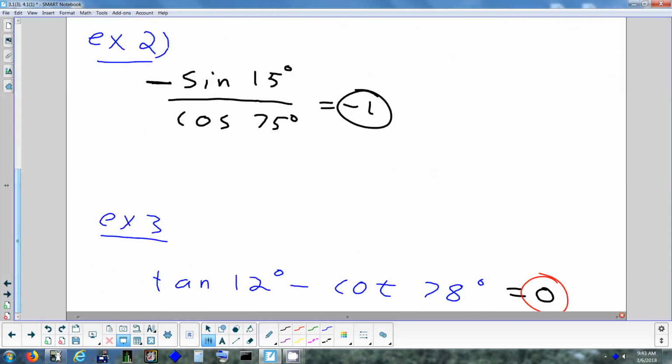So what is the tangent of 12? I have no idea. What is the cotangent of 78? No idea. But I know that the tangent of 12 is the same as the cotangent of 78, whatever it is. So if I subtract two things that are equal, I get 0. Does that idea make sense? It just turns to 0 because you're subtracting two things that are the same. Just want to make sure I'm not losing people on that. Okay.